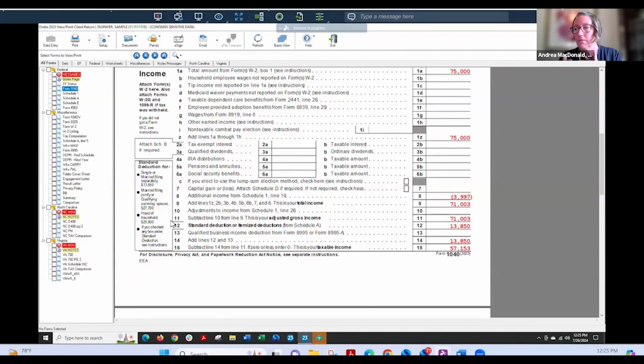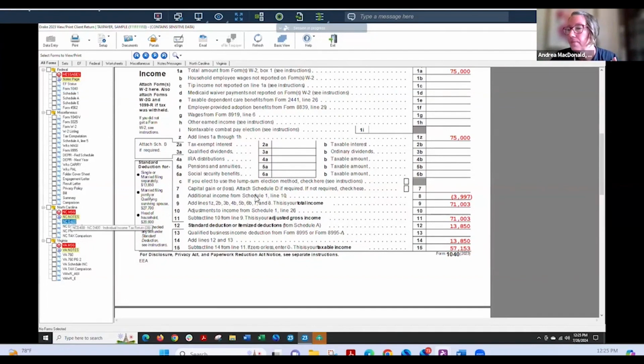In this scenario, the rental property resulted in a loss. So they don't have net income, they actually have a net loss. So is negative $3,997 more or less than $12,750? It's less, right? So technically, this person would not have a filing requirement in North Carolina.